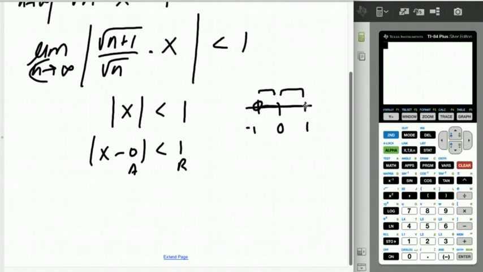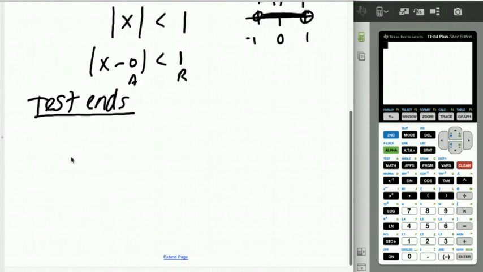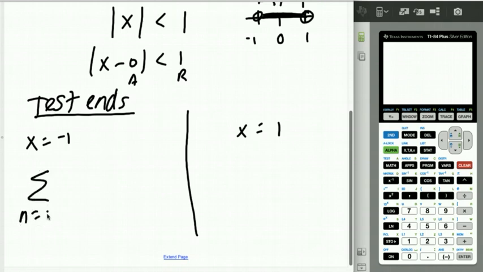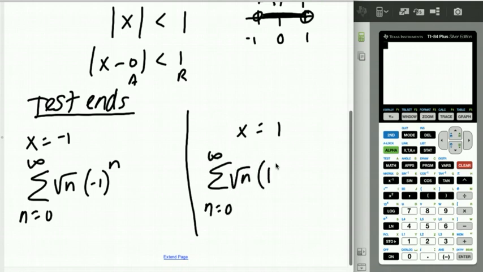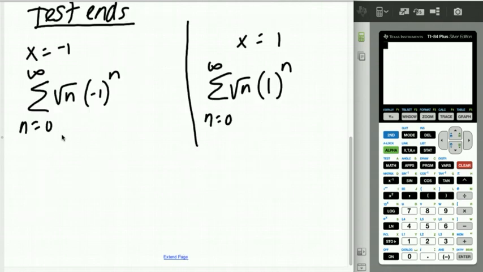As we've seen before, I'm looking at this window here. So the question is, what do the ends do? This thing definitely converges in the middle. What do the ends do? So I'm going to test the ends. If we pick x is negative 1 and x is 1, those are my two endpoints. So this is going to be the sum from n is 0 to infinity of the square root of n times (-1)^n, and this is the sum from n is 0 to infinity of the square root of n times 1^n. Well, both of these are going to diverge.